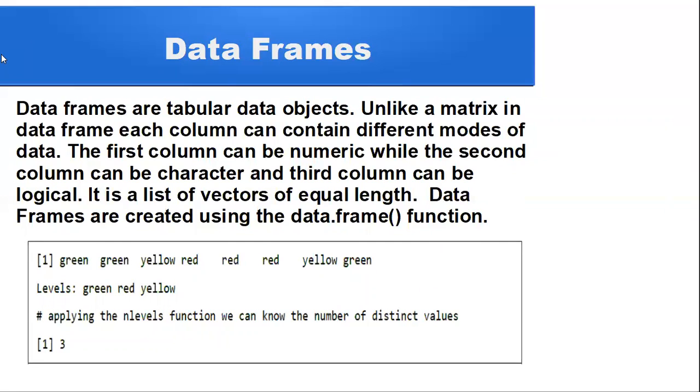Now I am telling you about data frames. What is a data frame? Data frames are tabular data objects. Unlike a matrix, in a data frame each column can contain different modes of data. The first column can be numeric, while the second column can be character and the third column can be logical. It is a list of vectors of equal length. Data frames are created using the data.frame function.